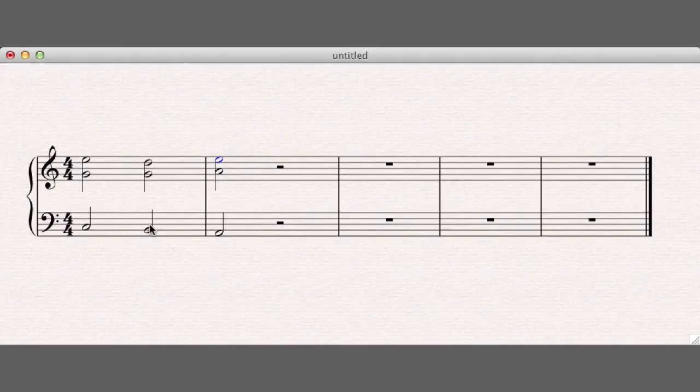So we're going to have to sacrifice contrary motion here and have this G go down to the E and this D go to the C, so that we get root, third, and fifth. Again, we just voice lead this smoothly.